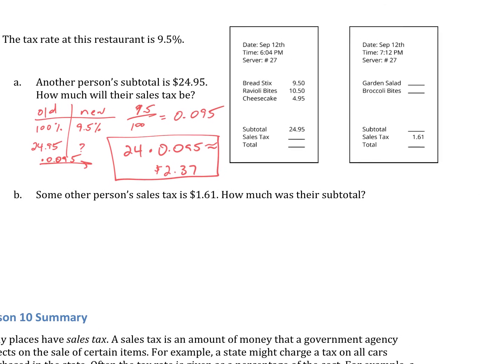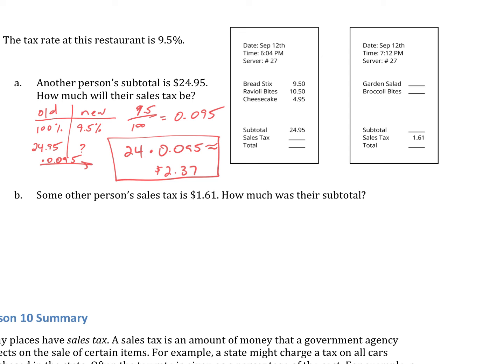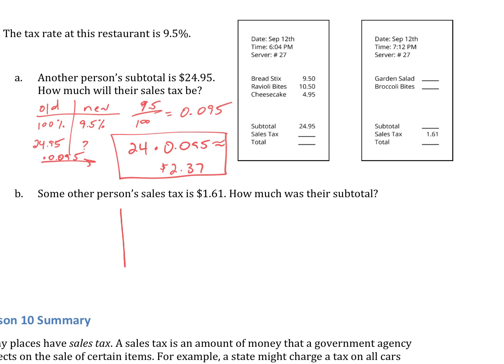All right, last question. Some other person's sales tax is $1.61. How much was their subtotal? So again, set up our old and new. And the reason why I like tables like this is because it organizes our data in a way that makes it easier to solve, right? The previous problem was pretty straightforward.